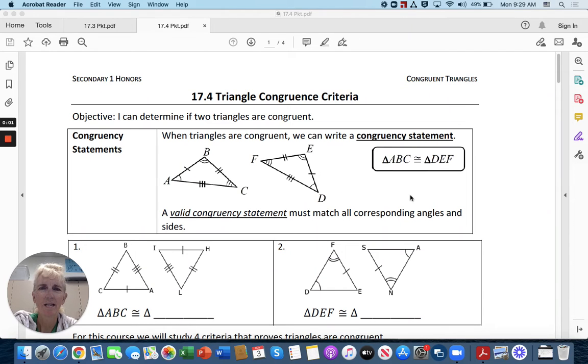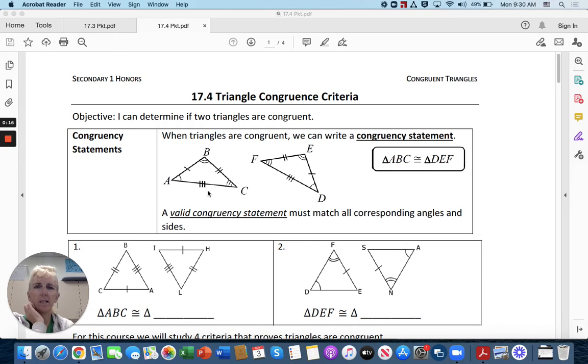Hello students, today we are going to be going over 17.4, triangle congruence criteria. And our objective: I can determine if two triangles are congruent. When triangles are congruent, we can write a congruency statement.